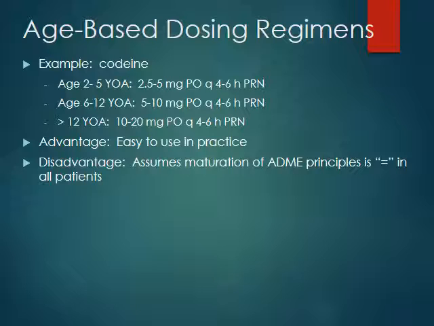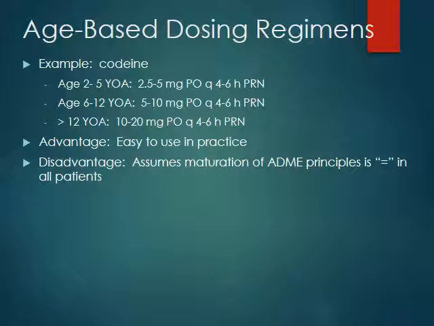So for instance, we have a drug like codeine, which is an analgesic, gets metabolized over to morphine where it has this activity. Here you see that at different age ranges you have different flat doses that you would give. So say for instance you have a 4-year-old, you look at the dosing range here and you say, okay, well I'm going to give them say 5 milligrams every 4 hours as needed for pain. Right? As they get older, obviously they're going to need a bigger dose. The advantage of this is it's pretty easy to use in practice. You just know their age, you look at the dose, and you pick one out and go.